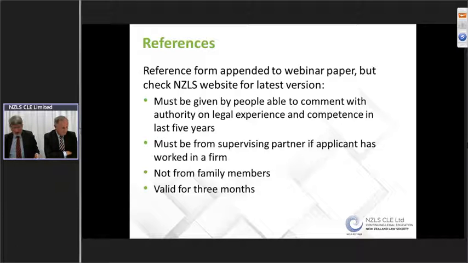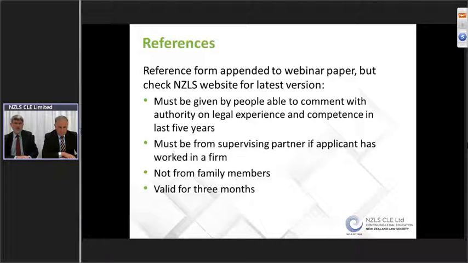References, and I think Paul will talk more about references. But the references form is again appended to the webinar paper. But check the NZLS website for the latest version, and also read carefully the instructions about the referees, the appropriate referees that you're going to need. You'll need at least 2, preferably more, and they must be given by people able to comment with authority on your legal experience and competence in the last 5 years. They can't be from family members, and they must be from lawyers except in some exceptional circumstances.